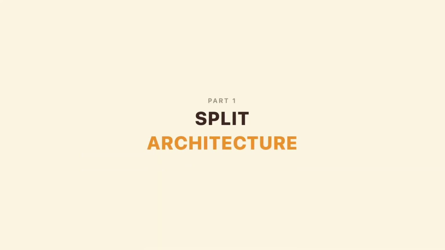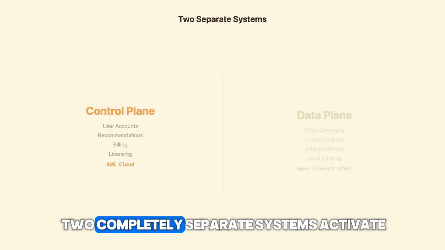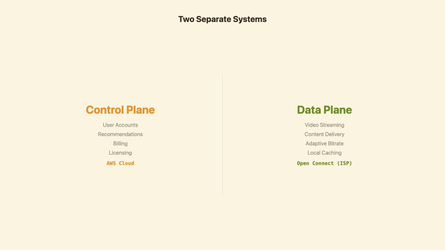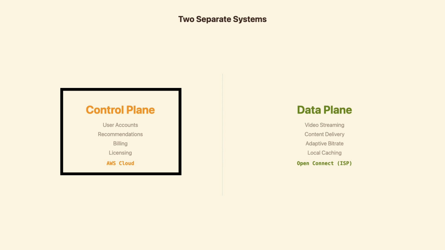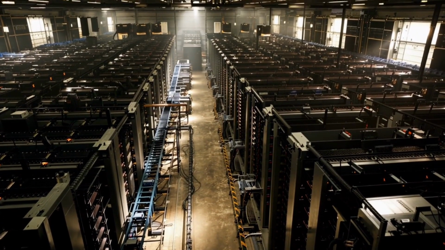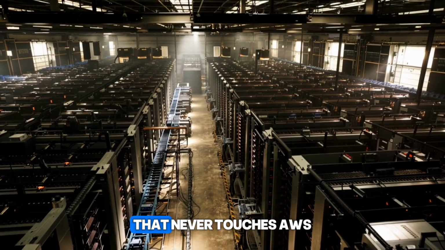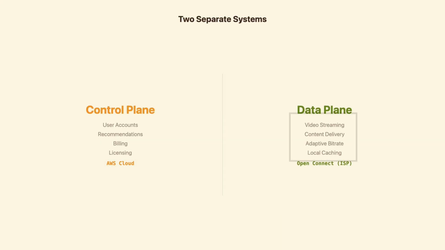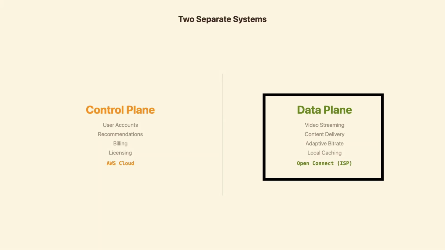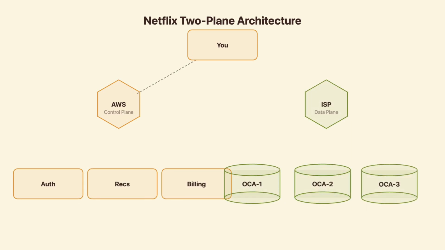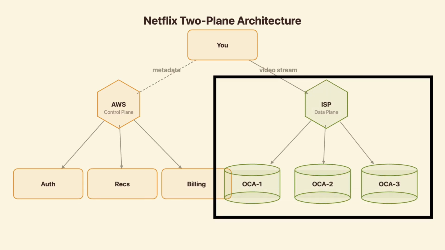Part 1. The split architecture. When you open Netflix, 2 completely separate systems activate, and this separation is the key to everything. The control plane runs on AWS. User accounts, recommendations, billing, what you're allowed to watch, all handled in the cloud. The video itself? That never touches AWS. That's the data plane, and it lives in thousands of servers called Open Connect appliances, sitting inside your ISP's data center.